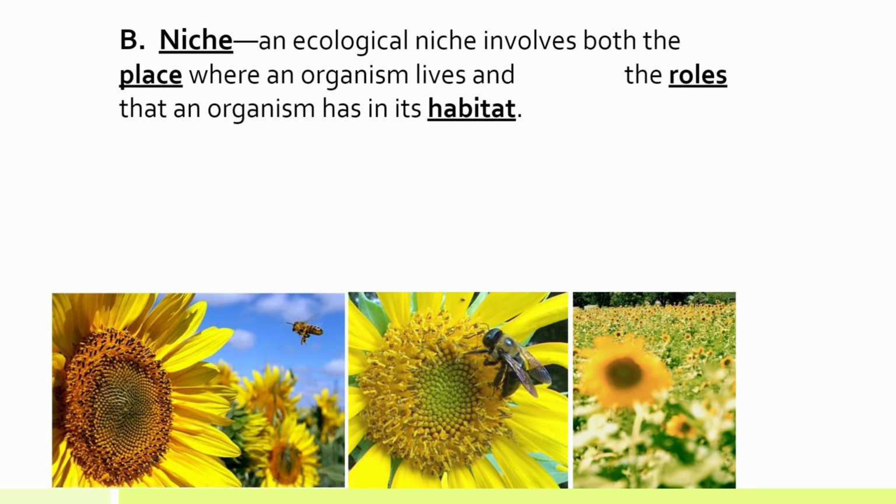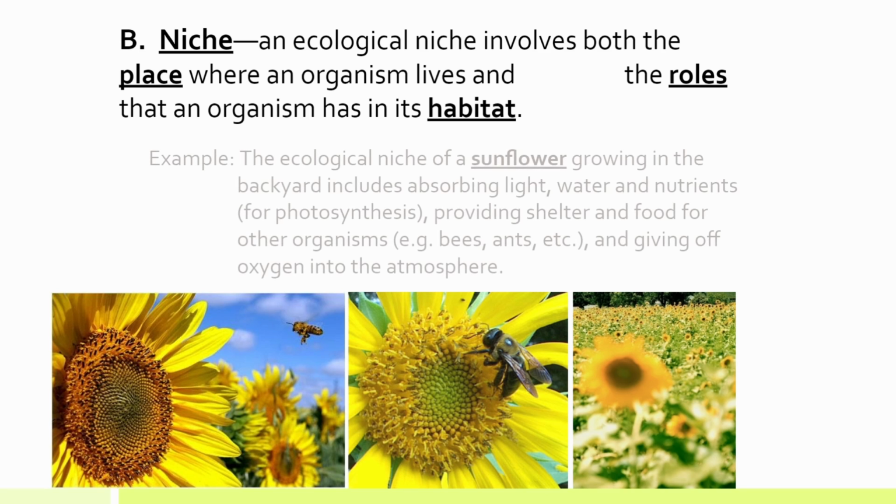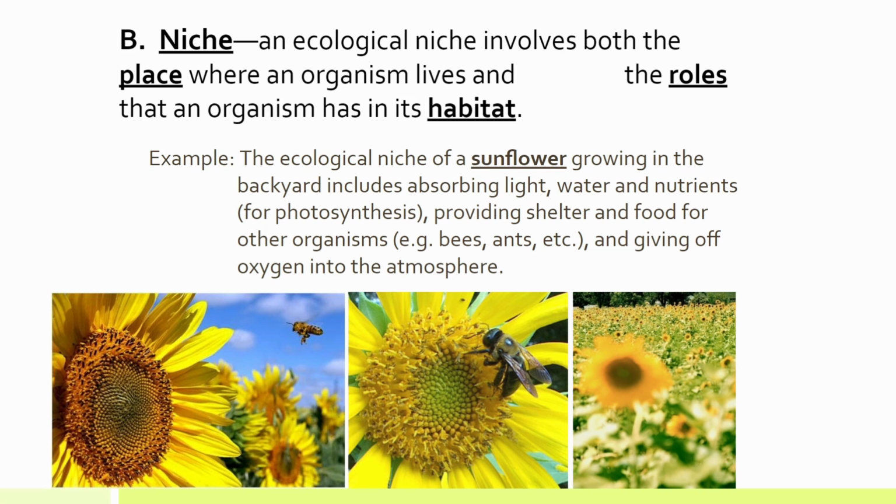So a niche is an ecological area that involves both the place where an organism lives and the roles that an organism has in its habitat. For example, the ecological niche of a sunflower growing in the backyard includes absorbing light, water, nutrients, so it can do photosynthesis, providing shelter and food for other organisms like a bee, an ant, and giving off oxygen in the atmosphere.